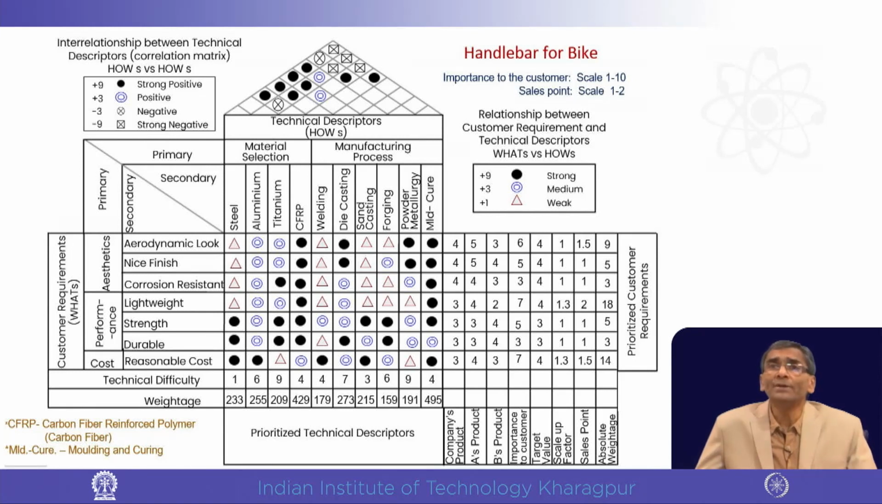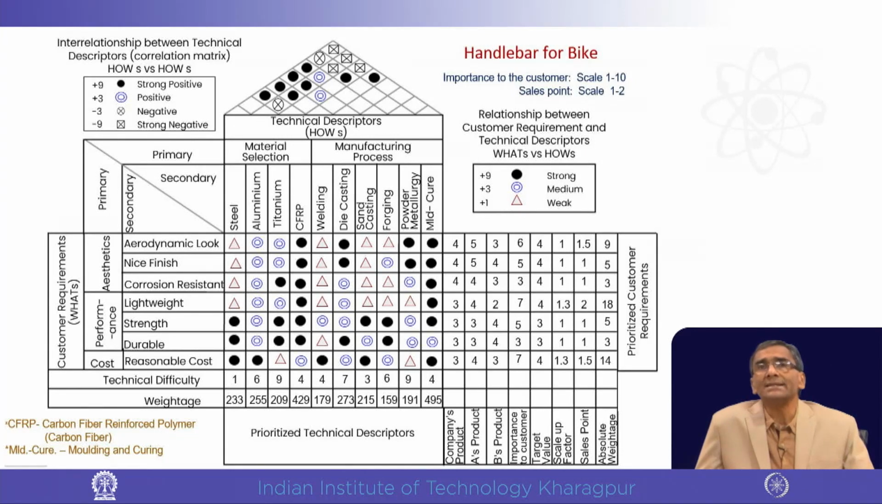The values we will be using later. We have used the symbol here because this helps in visualization. With the digits, we cannot visualize the distribution of the intersections, the characteristics, how the requirements are connected to the technical descriptors. That comes very clear with the use of symbols. So, we have used the symbols first and then we will convert into numerical values.